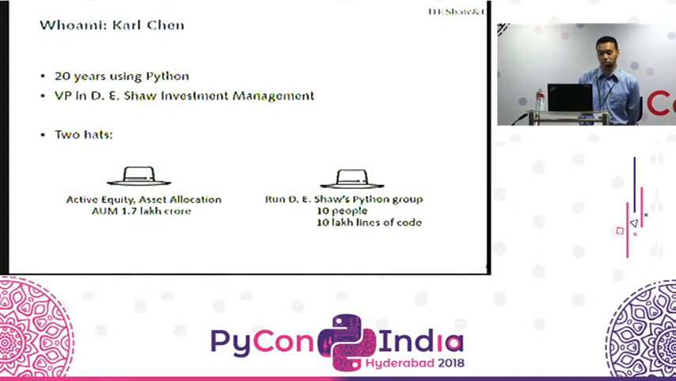The kind of stuff I've done there is created our equity risk model. I created our asset allocation optimizer, things like that. And my second job is I run the core Python infrastructure group at D.E. Shaw. And we have about 10 people, 10 lakh lines of code.